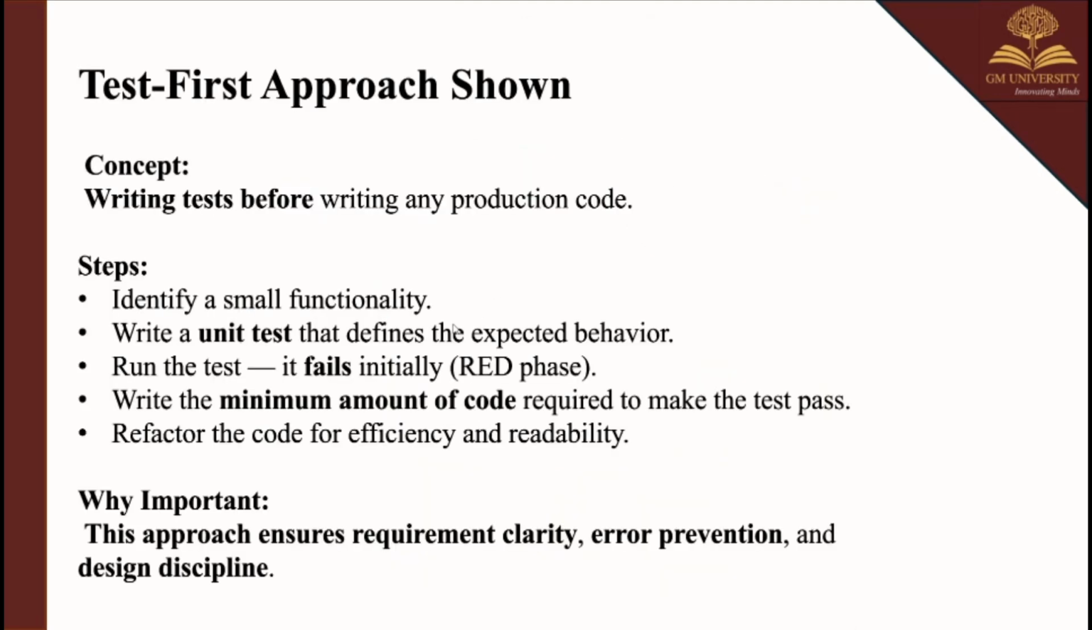Next is the test-first approach. In TDD, we always write the test first before writing any code. For example, if I want to write a factorial function, I will first write a test like test factorial 0, which expects 1 as output. Since the function does not exist yet, the test will fail. Then I will write only enough code to make the test pass. This way, my development becomes more structured and error-free.